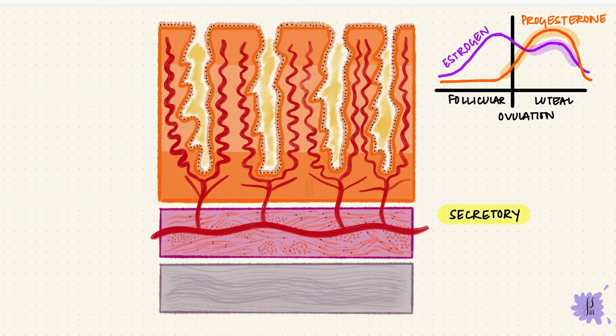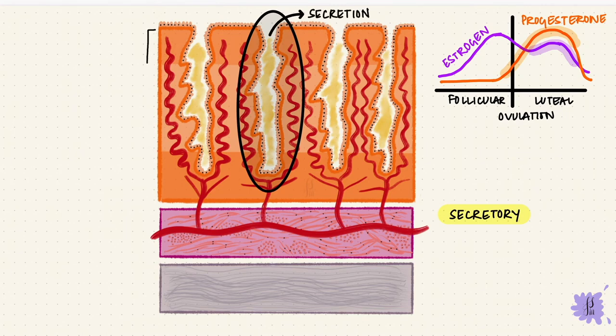The lining epithelium becomes secretory, so it hypertrophies. The glands become wider, longer, and more tortuous. They get filled with secretions, which are nutritive, because remember, it's preparing for the blastocyst. It's got things like glycogen.